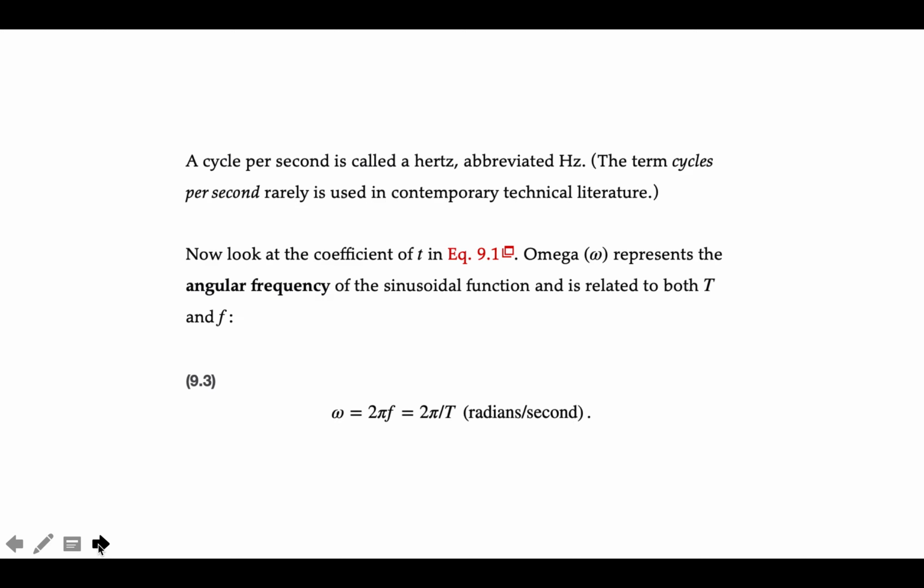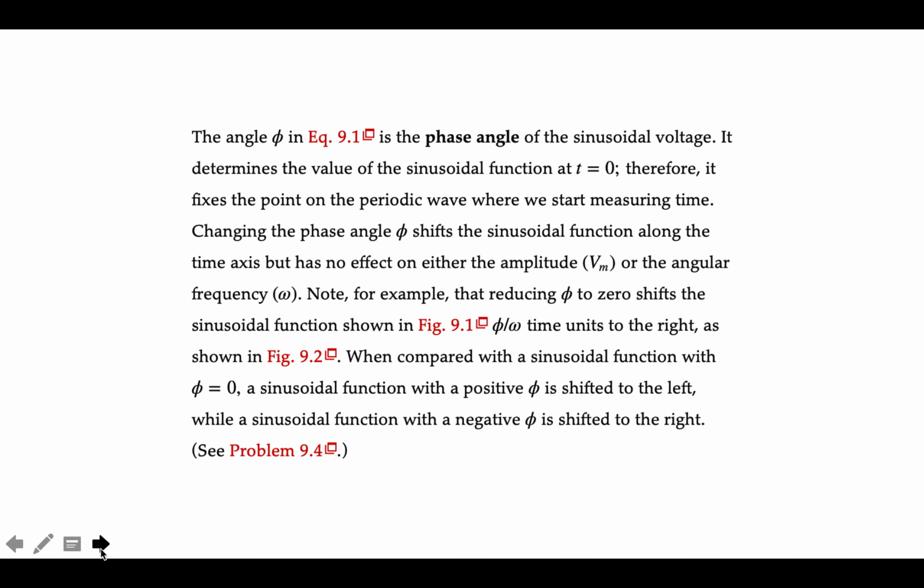They will sometimes do that. So anyway, our omega is radians per second, and that is what we call the angular frequency. Sometimes I'll say frequency in radians per second. Once again, phi is referred to as the phase angle.